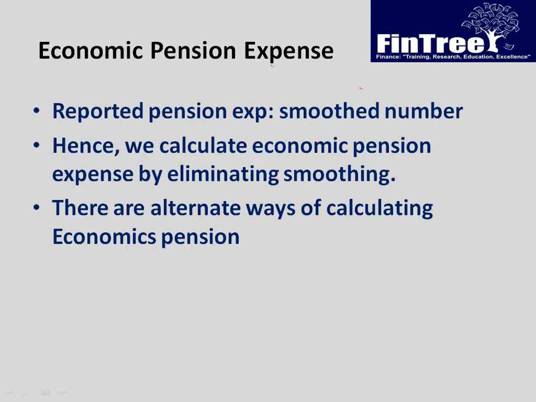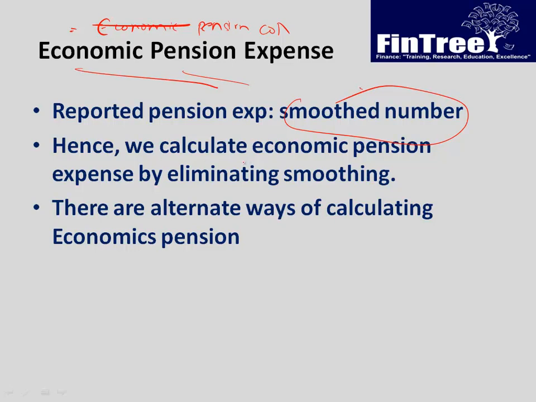Alright, now this is called economic pension expense. Very importantly, please remember that economic pension expense has been referred to in your curriculum as economic pension cost, or in fact simply pension cost. So if they use the word cost, it means an economic expense. And if they use the word pension expense, it means accounting expense. And of course, that reported pension expense is a smoothed number because we use expected return as against actual returns.